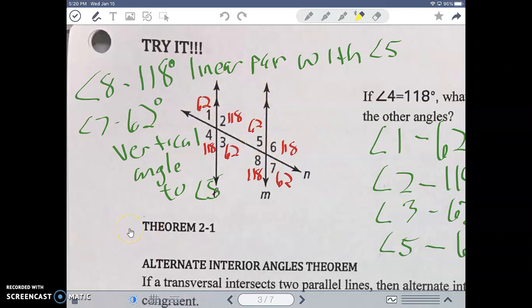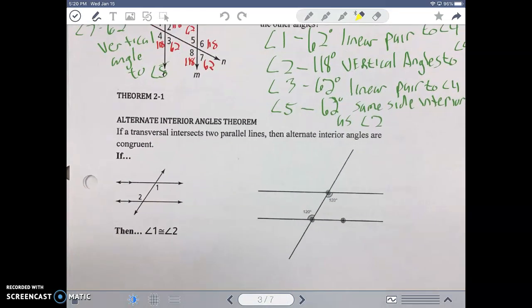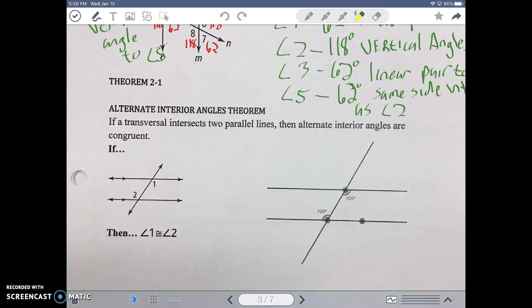Okay, so we're going to talk about now the next theorem, which is the alternate interior angles theorem. We talked about alternate interior angles, but what we haven't said is they are congruent. We'll sum it up in a little bit, but alternate interior angles are actually congruent to each other. So when you have a set of alternate interior angles, they are going to be the same.